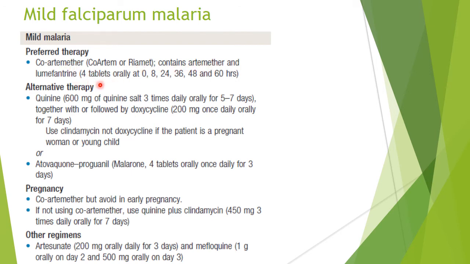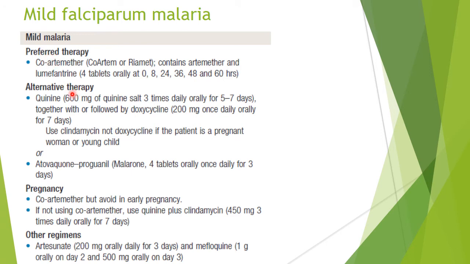We give 4 tablets orally, 6 doses in total, at 0, 8, 24, 36, 48, and 60 hours. After the first two, the others are usually multiples of 12. We give co-artemether. This is the preferred therapy.